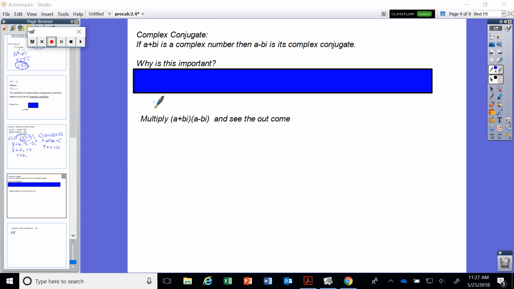Alright, ladies and gentlemen, in this video we are going to be diving into complex conjugates. We're going to find out what they are, why they are important, and what they are used for. So, what's a complex conjugate?